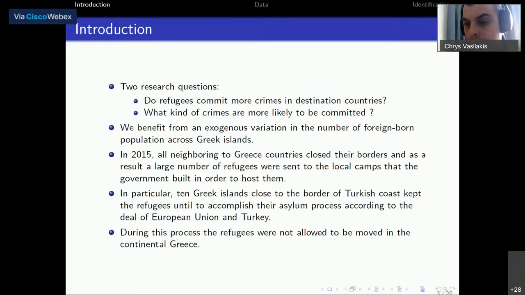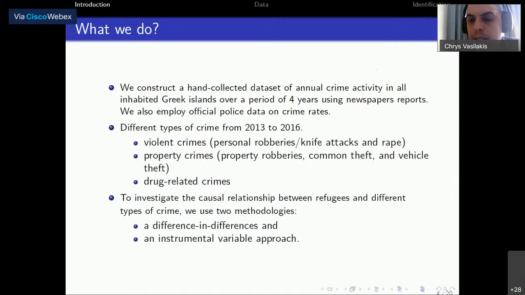took quite a while specifically because the European Union and the Greek government were not ready to process the asylum process very quickly, and it took almost more than 2 years to process the asylum. So during that period, they stay on these 10 Greek islands.